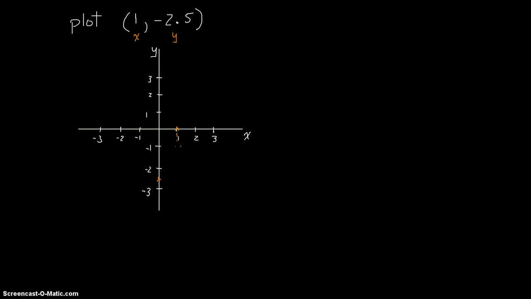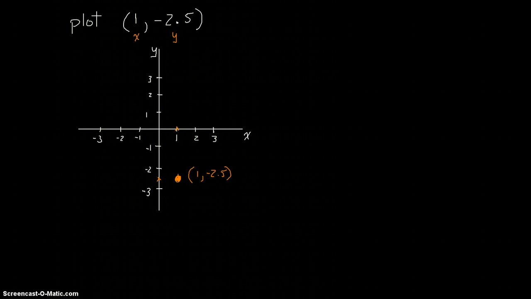So I'm just going to make a dotted line so you can see where we're going with this. 1 on the x, negative 2.5 on the y, where they intersect. That's my point. That's where it's located. All right, so that's what it would look like. And often we'll put a little note to ourselves that this is the point 1, comma, minus 2.5, x and then y.